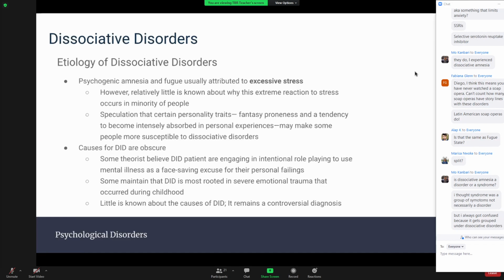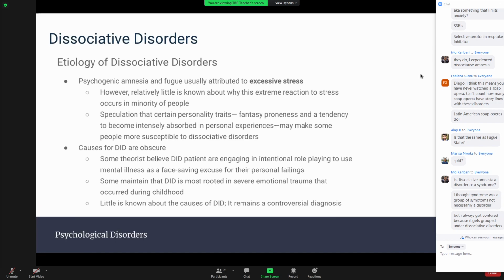So the etiology of these disorders is that for the amnesia and the fugue, they are attributed to excessive stress. The thing about these disorders is that actually not a ton of information is known about what their basis is, and sometimes there's even more of a debate whether they're actually real disorders, and they might not be manifestations of different things. But there's also speculation that there are certain personality traits that might make a person more vulnerable to developing dissociative disorders. Some of those traits are fantasy proneness and a tendency to become intensely absorbed in personal experiences. For amnesia and fugue, for the purpose of the test, think about them as being attributed to excessive stress.